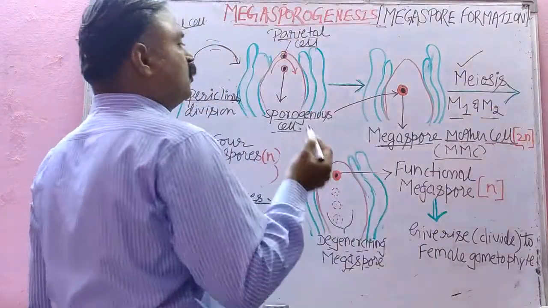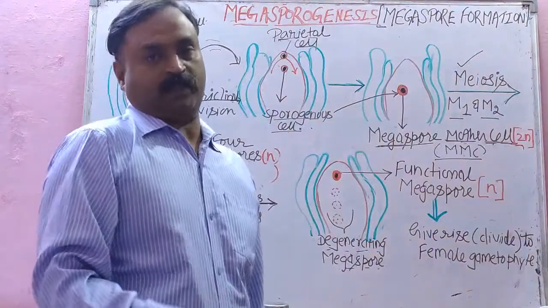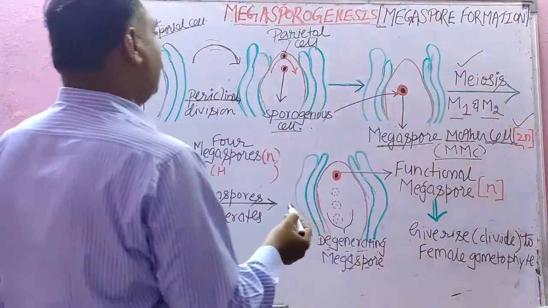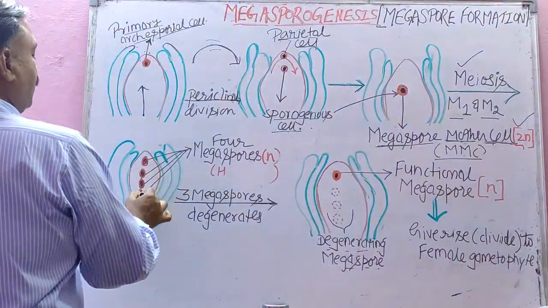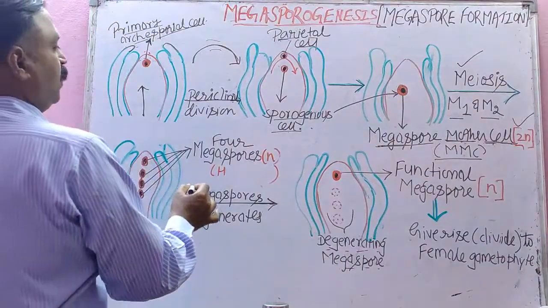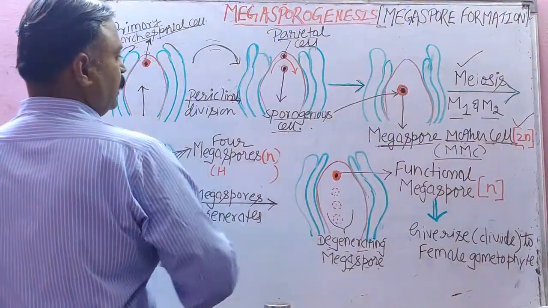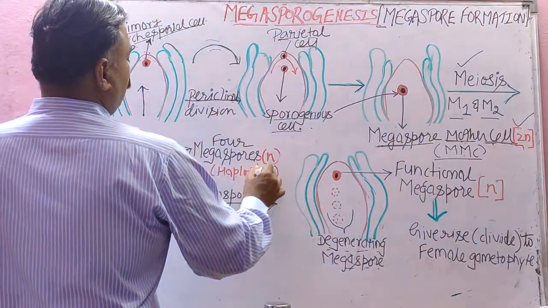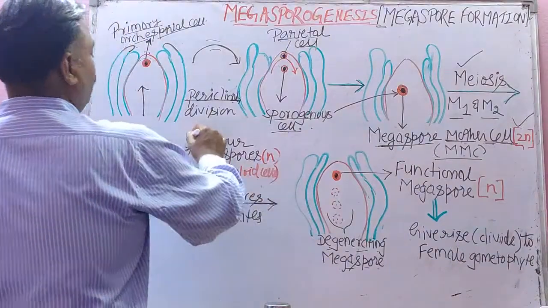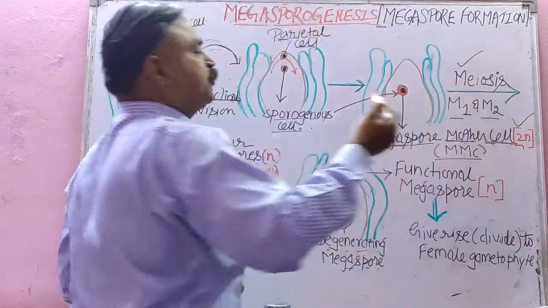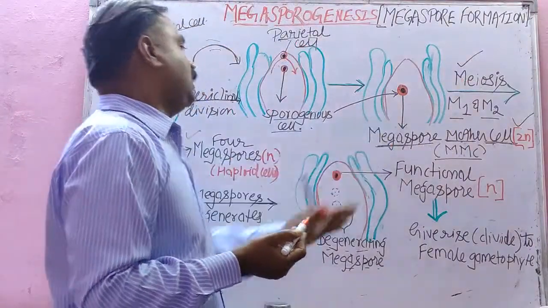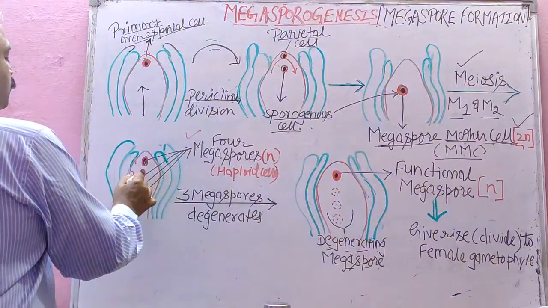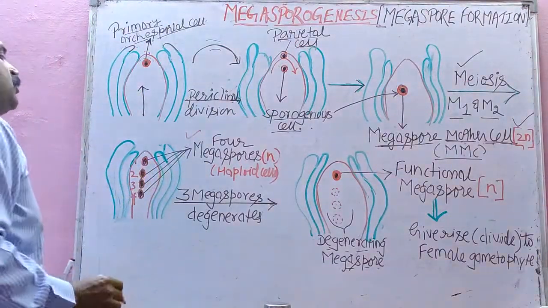meiosis 2, and you know very well meiosis division produces 4 daughter cells. Here the megaspore mother cell was 2n, and after going through meiosis division, 4 daughter cells develop, and all these 4 daughter cells are haploid. These are haploid cells produced by meiosis division of the megaspore mother cell. One megaspore mother cell after meiosis division will produce 1, 2, 3, 4 megaspore cells.